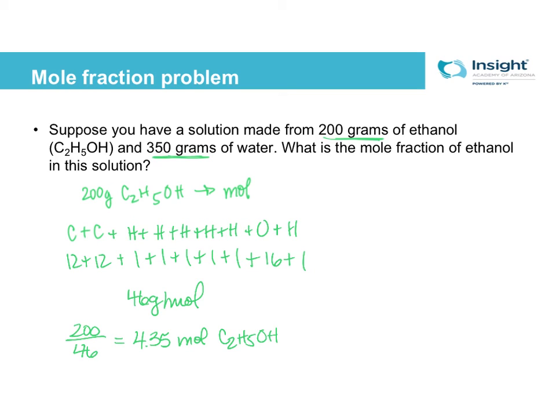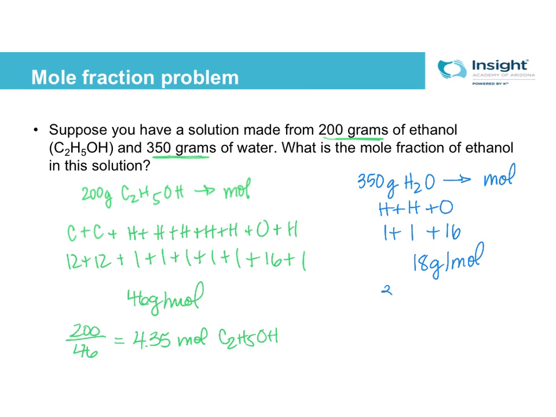All right, let's do that again for water. All right, so I need to take that 350 grams of H2O, convert that to moles. So that's going to be H plus H plus O, or 1 plus 1 plus 16, which is 18 grams per mole. So I'm going to have 350 divided by 18, which is equal to 19.4 moles of H2O.